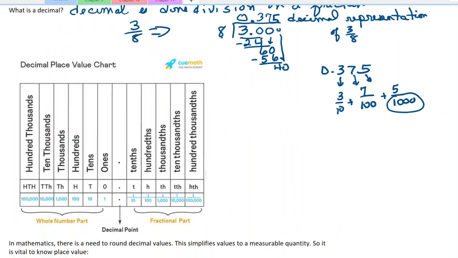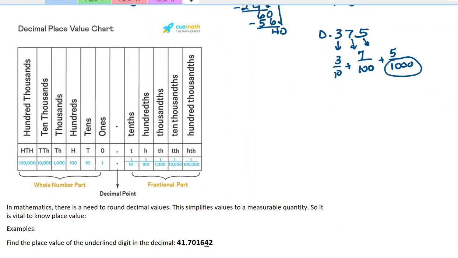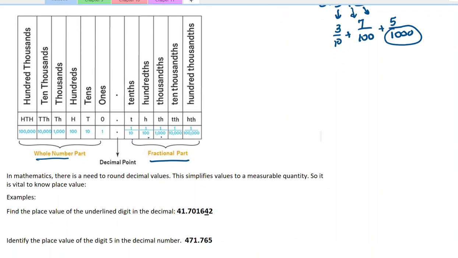So I got a chart so that we can look at it. Tenths, hundredths, thousandths, and that's exactly what we have there. And the last digit, the last part of it, is how we read the number. And the numbers on this side are ones, tens, hundreds, thousands, 10,000s, and 100,000s. So these are the whole numbers, and these are the fractional part, because the decimal is done division on a fraction.